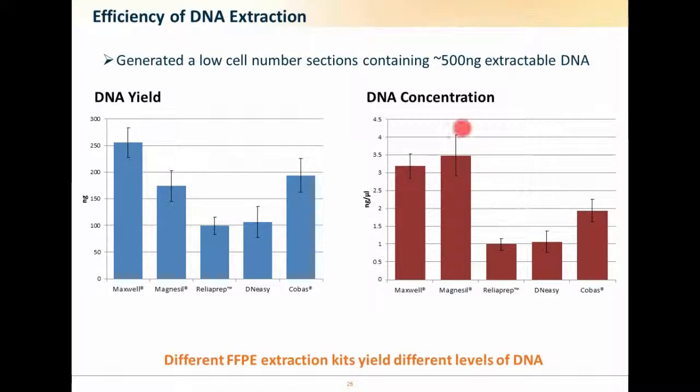We always find that the theoretical DNA content is always going to be twice as much as what you can actually achieve, due to the formalin fixation and the decrease in the efficiency of extracting DNA. And when we looked at different kits, we find that different kits will give you different total yields from the same sections, and also the DNA concentration can be impacted depending on the kit that you use.